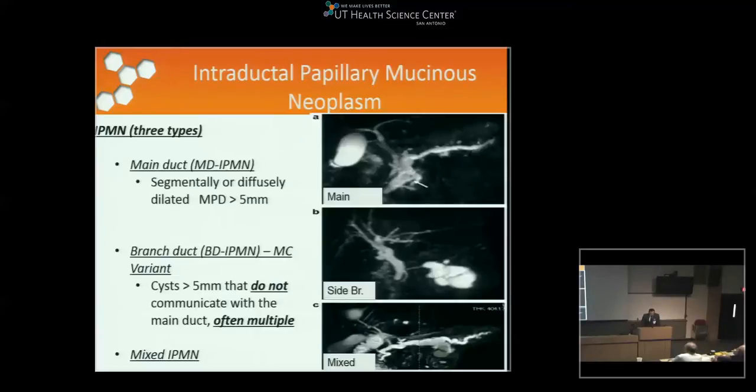Perhaps the most controversial of the cystic neoplasms, IPMNs come in 3 subtypes, the first being main duct IPMNs, defined by segmentally or diffusely dilated main pancreatic duct greater than 5 millimeters. The branch duct variant also includes cysts of greater than 5 millimeters that do not communicate with the main duct, and often they are multiple. And as the name implies, mixed IPMNs have components of both.